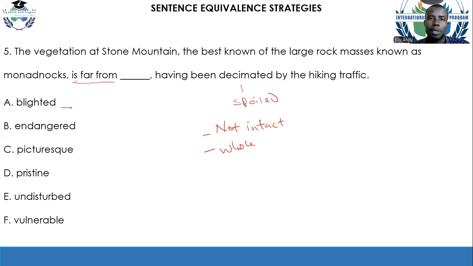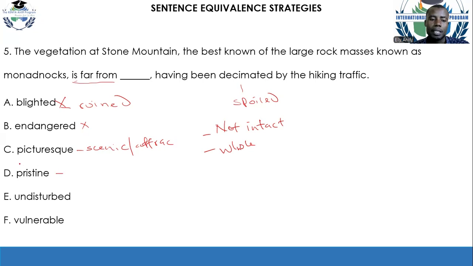So blighted means ruined. We can't say the vegetation is far from ruined because actually it has been ruined. It has been decimated. So blighted is out. Endangered, not really. Picturesque, yes, it's far from picturesque because this one means scenic or attractive. So it's far from that because it has been decimated.